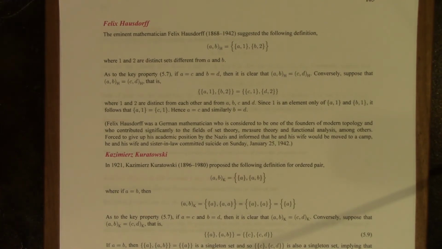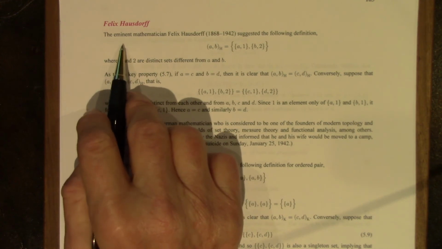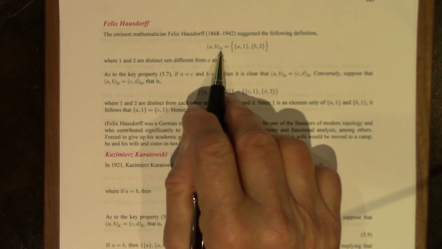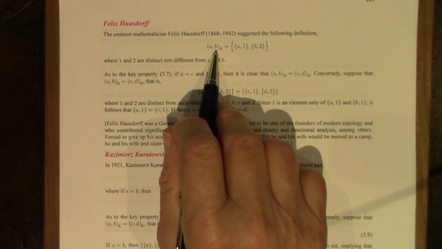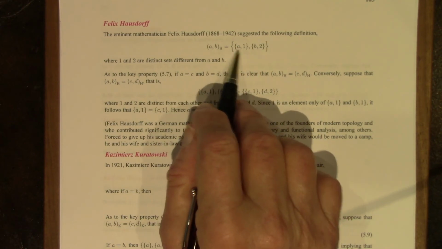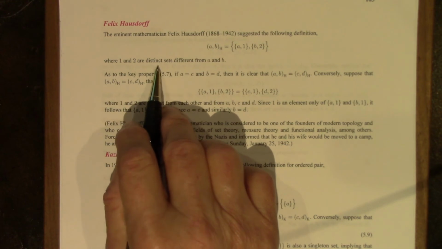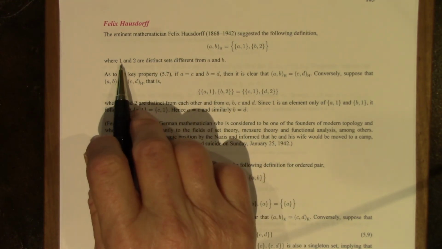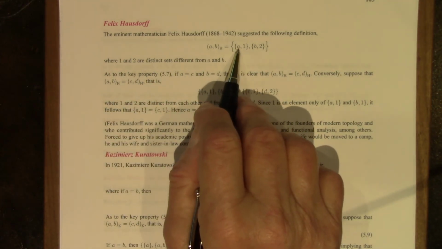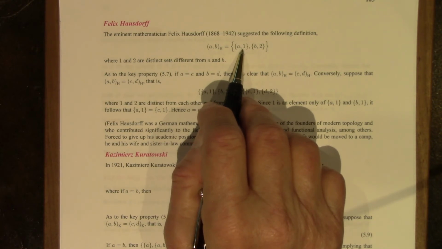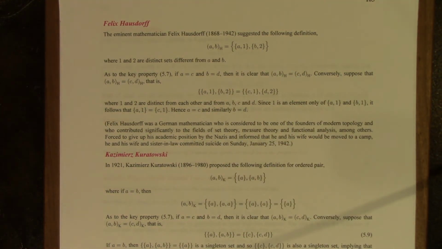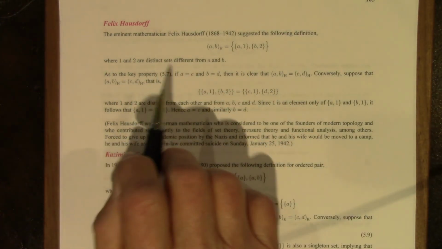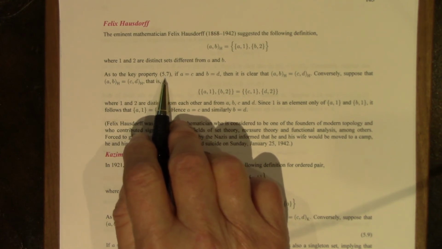another proposal for the definition of ordered pair came from the eminent mathematician Felix Hausdorff. And he suggested this one, which is a lot simpler than the Norbert Wiener definition. So the ordered pair AB is the set containing two sets, A1 and B2, where 1 and 2 are distinct sets different from A and B. So I would infer from this that if A were 1, we'd have to change this 1 to something else. Okay, so 1 and 2 here represent any two distinct sets different from A and B. That creates a little problem right there. It's a bit confusing.